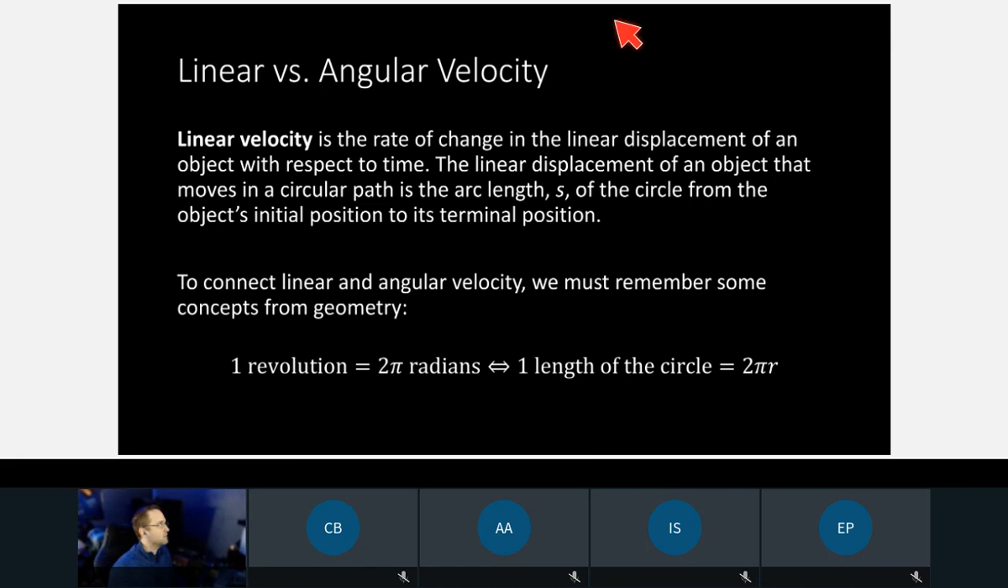When it says that one length of the circle is 2 pi r, let me draw a tiny circle here because I don't have a whole lot of space. I have this circle here, and then you have your radius, right? If you know your radius, you can find the circumference, which is basically its sector length, but it's the full circle. So that is the length of the circle.